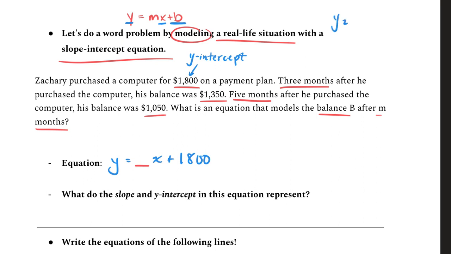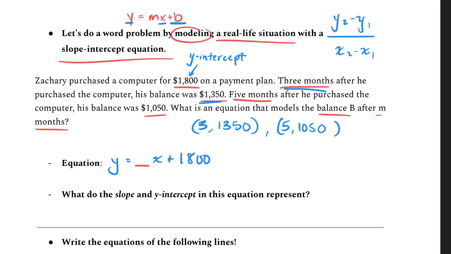So remember, the slope formula is y2 minus y1 over x2 minus x1. Now think about this. How many months passed before the first change in his balance that we know of? Well, 3 months did. So let's think of a point of 3, comma, 1,350. What this point says is that after 3 months, he has this much left in his bank, or that he owes for the computer. Now the next one is 5, right? So after 5 months, he owes $1,050.